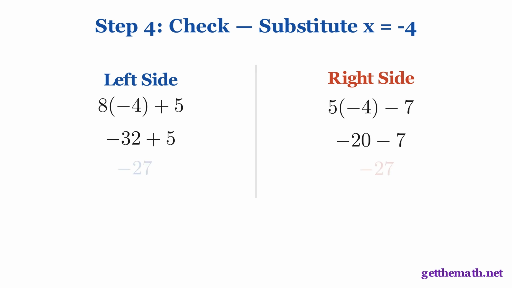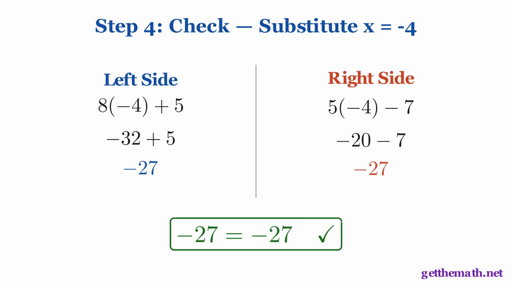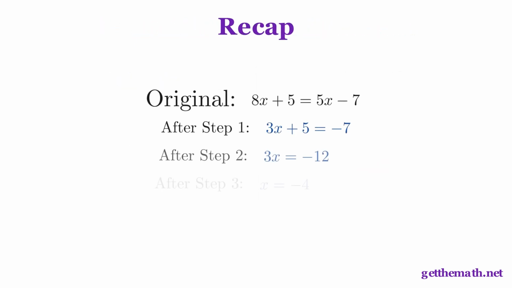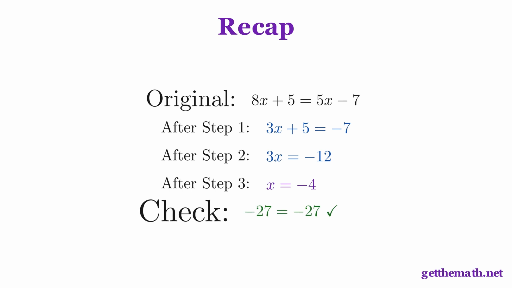Right side, 5 times negative 4, minus 7. 5 times negative 4 is negative 20. Negative 20 minus 7 is negative 27. Negative 27 equals negative 27. Our answer checks out perfectly. x equals negative 4. That is your solution.